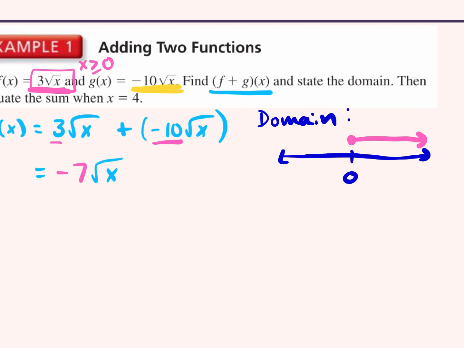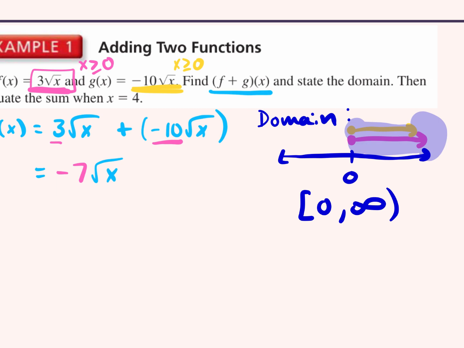Now we're going to do the same thing with g. So I take what's under my radical and set it greater than or equal to 0, because again, we can't have negatives if we have a square root. So it's just going to be numbers greater than or equal to 0. So our domain for f plus g of x is just going to be the overlapping part. So where these two lines overlap, that's my domain. So they overlap from 0 and they go to infinity.